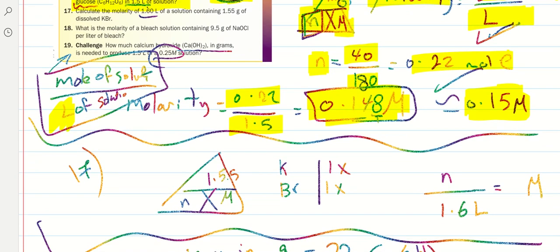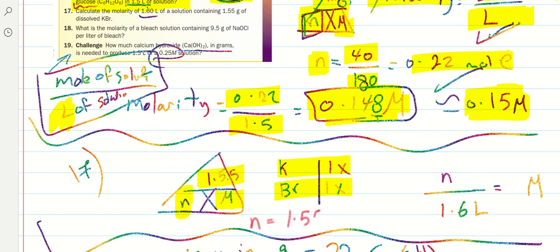They said calculate the molarity of 1.6 liter of solution containing 1.55 gram of dissolved KBr, potassium bromide. Okay, what is the problem? Of course I have to know the molar mass of the potassium bromide from the periodic table, and then I have to calculate the number of mole, how many mole, by dividing 1.55 divided by the molar mass, because we talked last term about how to calculate number of mole.